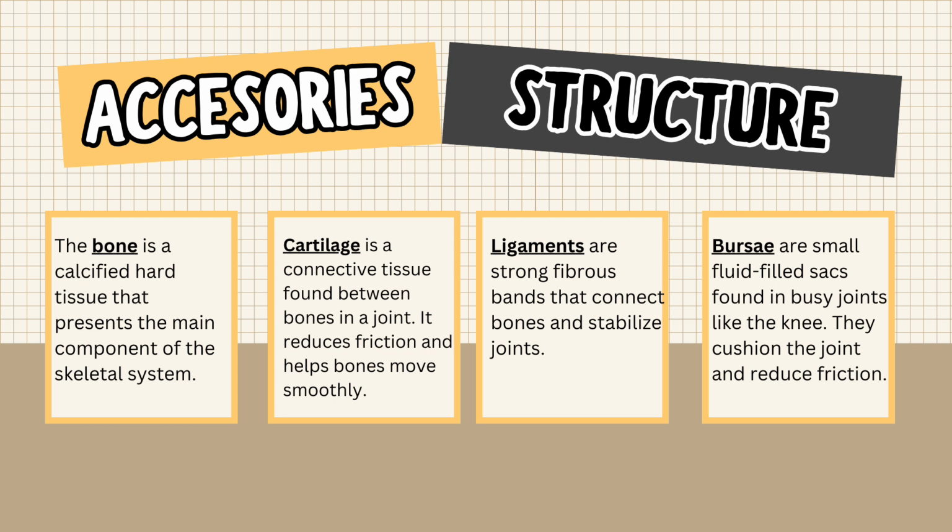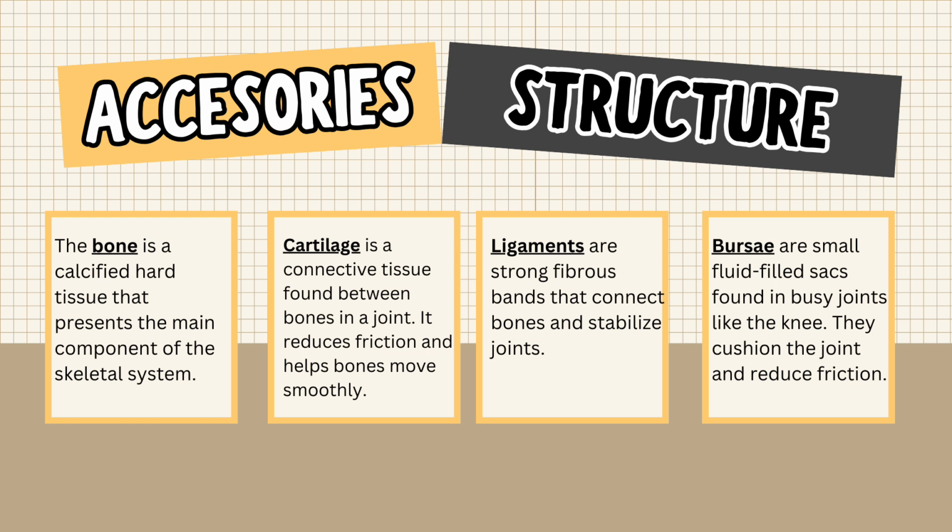First is bone. Bone is a hard and strong tissue that forms the framework of the body. It supports our weight, protects important organs, helps us move with muscles, produces blood cells, and stores minerals like calcium.